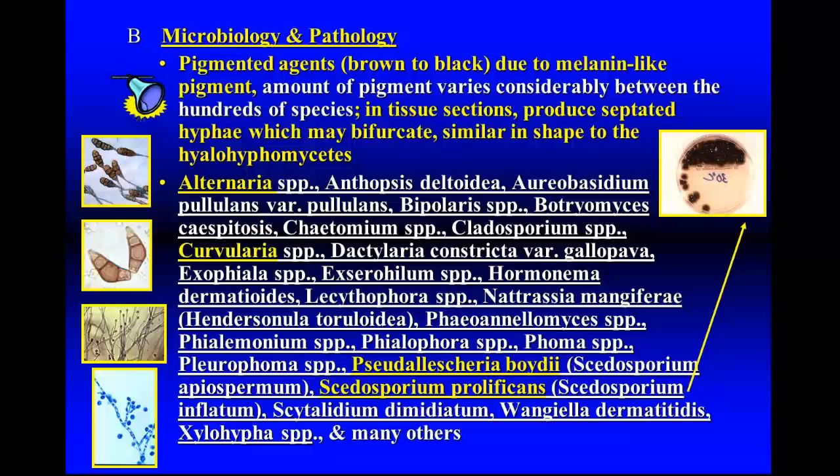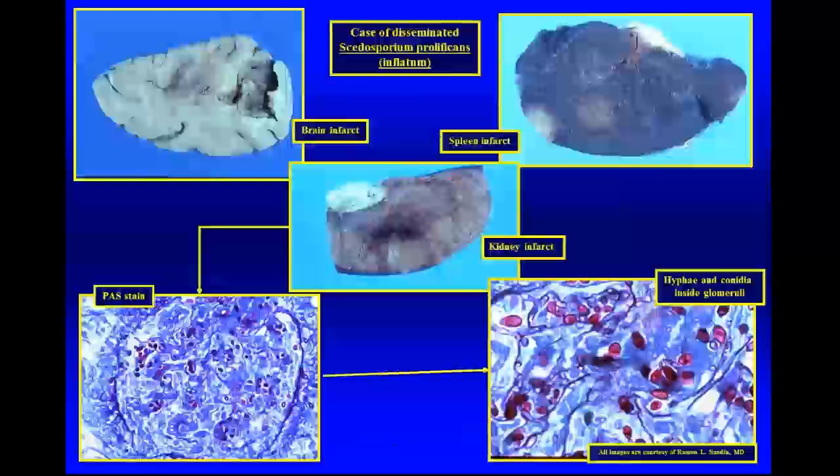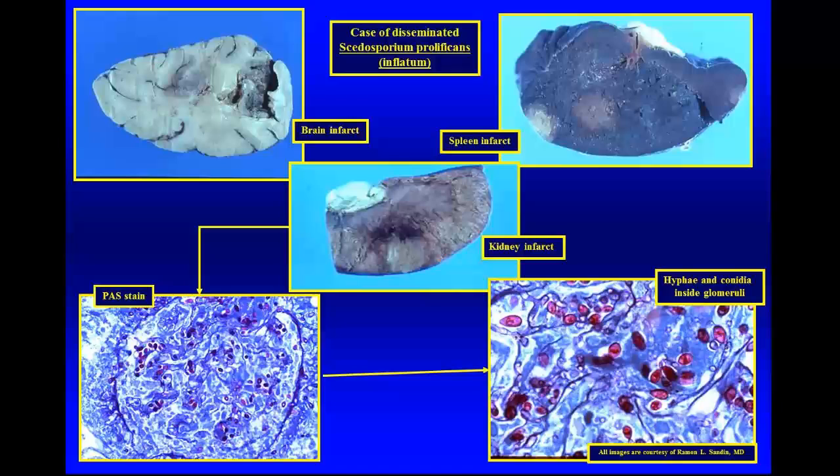This guy here, and this guy here on the plate, very pitch black after a few days, because it tends to be very resistant. As was the case with this young woman, she had a double whammy. She had disseminated breast cancer and disseminated pseudallescheriasis. She had a brain infarct at autopsy, a spleen infarct, this huge hemorrhagic kidney infarct. And then microscopically, the PAS stain shows the dissemination to the glomerulus, where you see the conidia here and the hyphal forms. It's a shame.